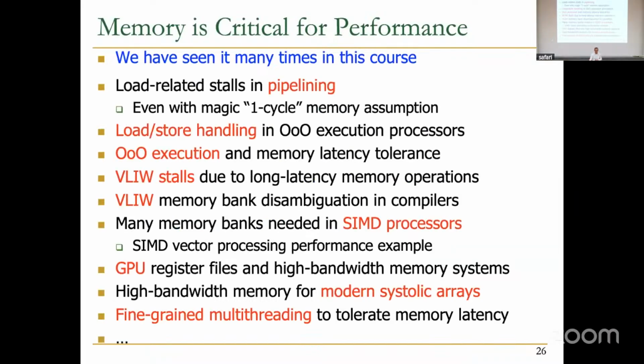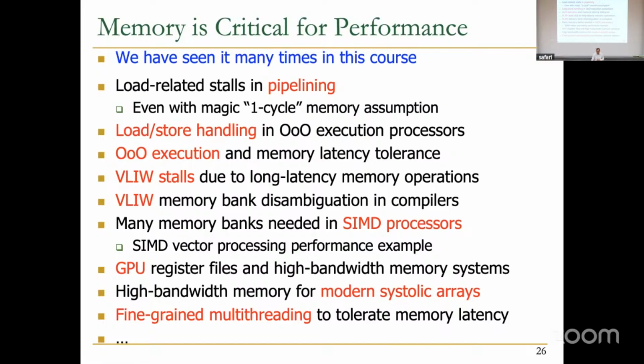We've seen this many times in this course at the very small scale, and now we're going to look at the larger scale a little bit. For example, we talked about load-related stalls and pipelining, right? You could not really forward data from a load to a dependent add coming right after it because of the way we structured the pipeline. Even that is related to memory, right? Load store handling, out-of-order execution, memory latency tolerance. One of the reasons out-of-order execution is so good is because memory latencies are long.